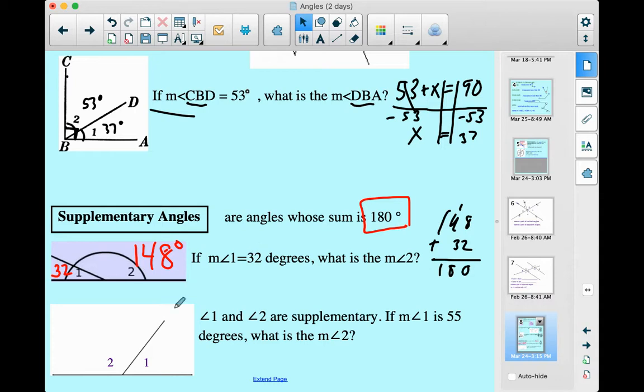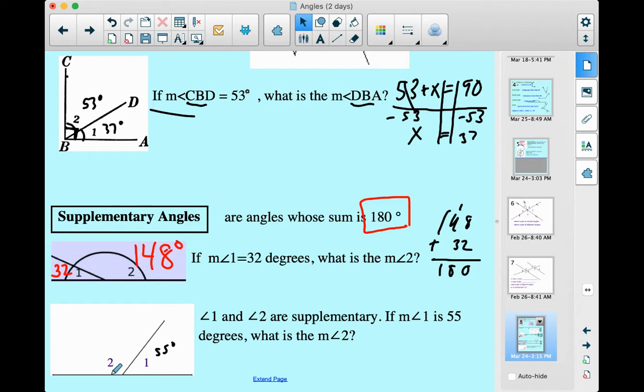All right, so here's another example. We got angle 1 and angle 2. Again, they make a straight line, and this one tells us that they're supplementary. They make a straight line. If the measurement of angle 1 is 55 degrees, what is the measurement of angle 2?